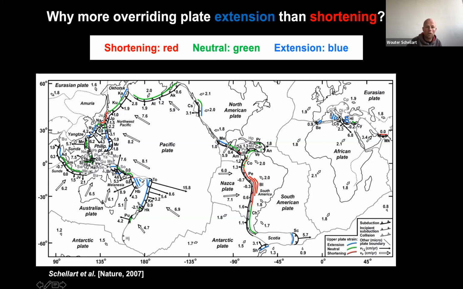Northwest Pacific is interesting because at present in Japan, we actually see some overriding plate shortening on the island of Honshu. So it might be that this Northwest Pacific subduction zone is now in a phase where it is changing from a subduction zone initially characterized by overriding plate extension, as these backarc basins formed, including the Japan Sea, and now, because it's a very wide slab slowly sinking into the lower mantle, we might be starting to change from a regime of overriding plate extension to a regime of overriding plate shortening.